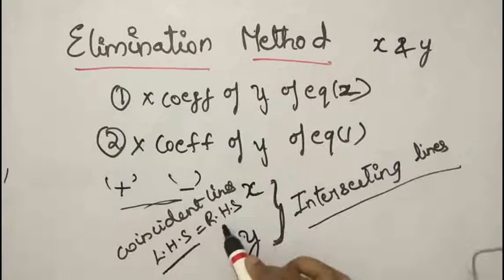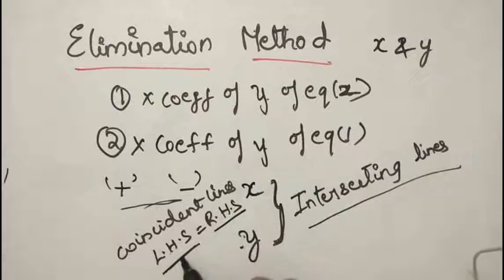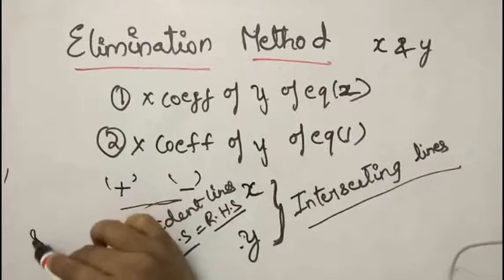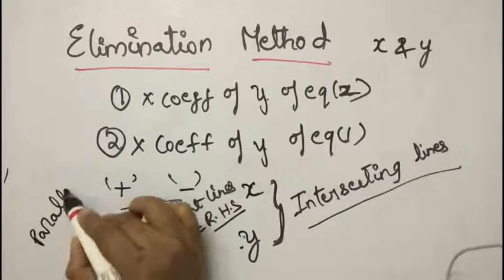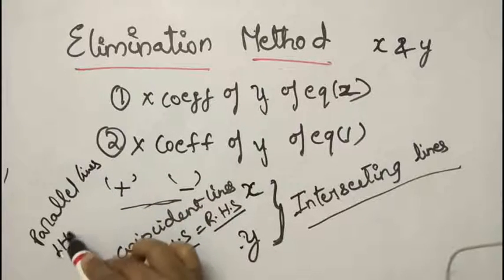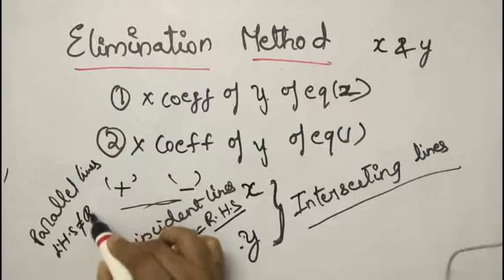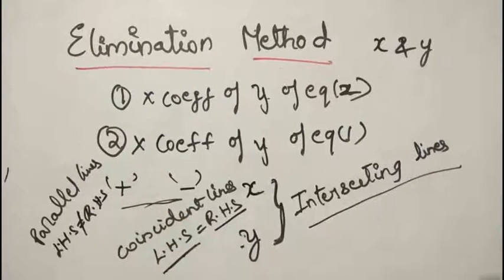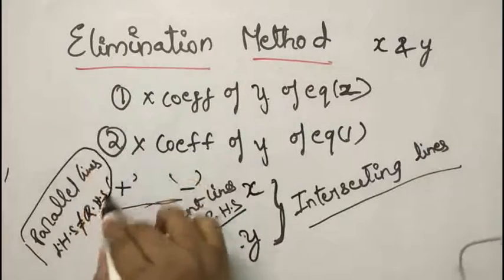That value will be equal to RHS, but you won't see the terms having the variable X or Y. In case of parallel lines, you will get LHS not equal to RHS, as I explained in the substitution method. The same cases you will observe here.